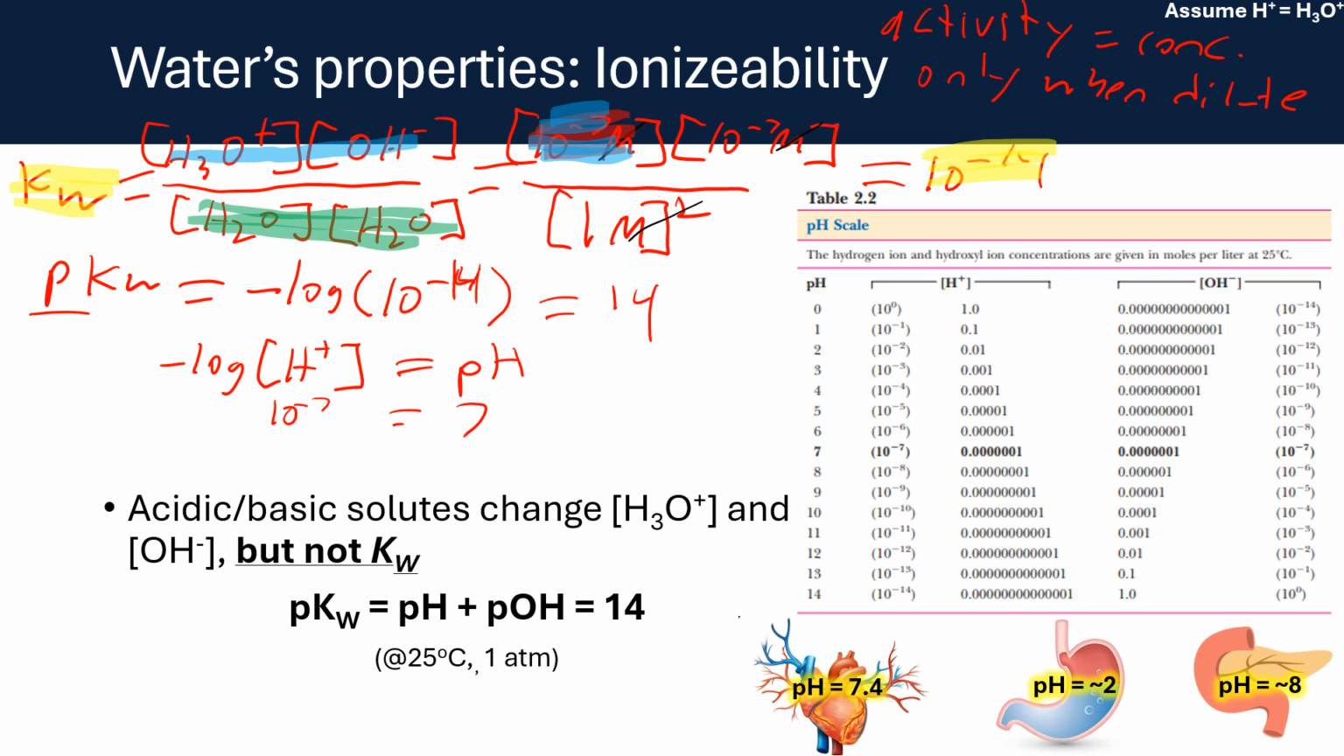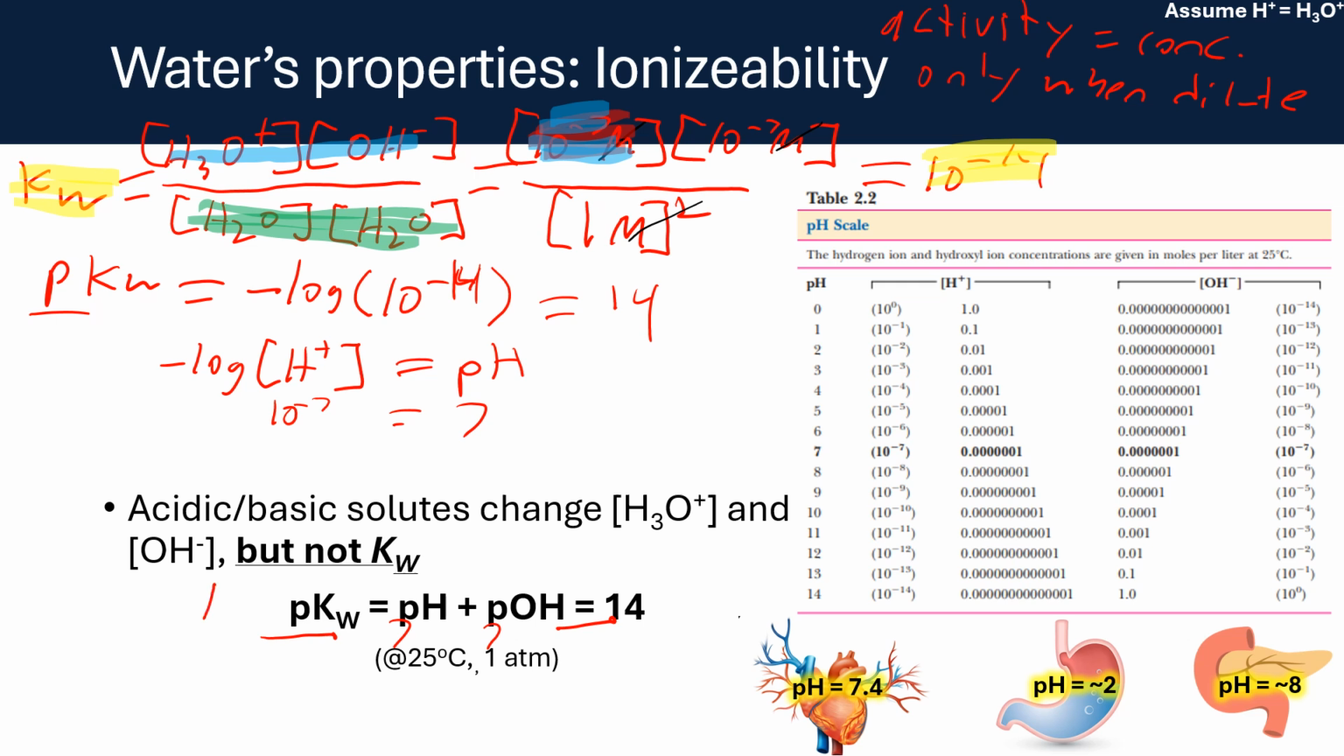And we can apply that to this equation down below, where the pKw, which is equal to 14, is equivalent to the pH plus the pOH, which is at neutral, in standard conditions, 7 plus 7. Doesn't that work out nicely?